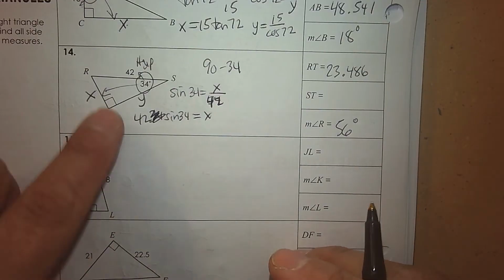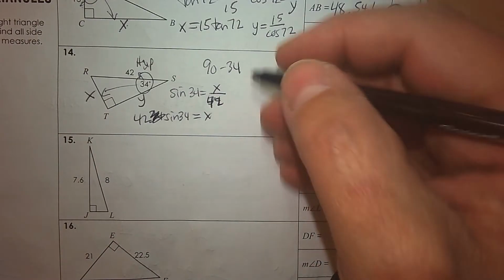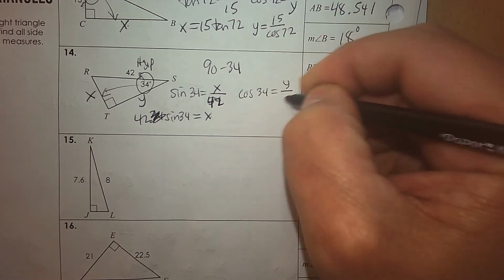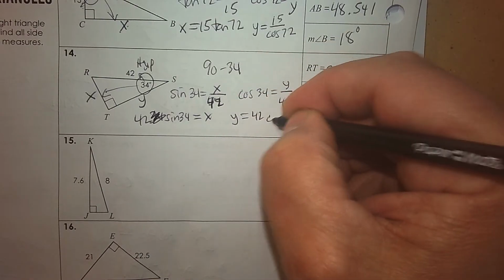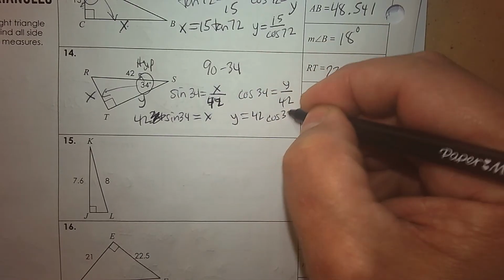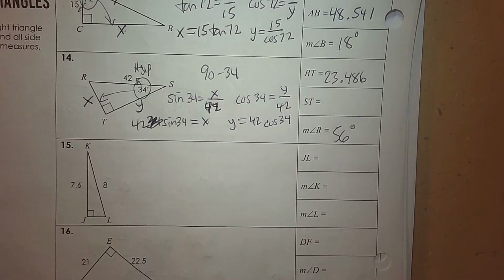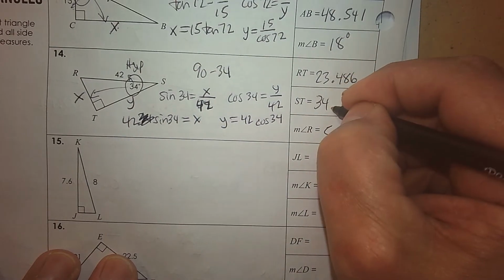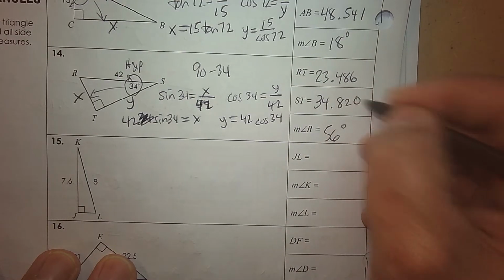Now, can you set it up for Y? Y is going to be cosine 34, adjacent over hypotenuse. To get Y by itself, I multiply. So it's almost the same setup, but using cosine. And it's 34.8, well, 20 if we round it properly.